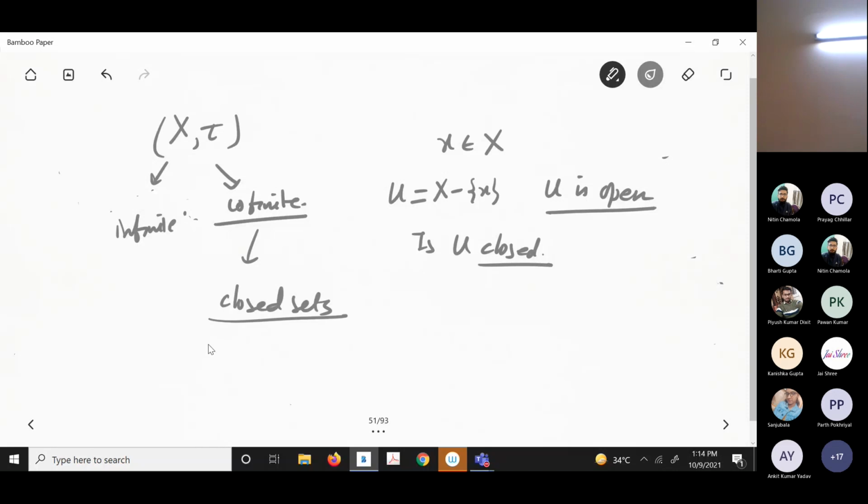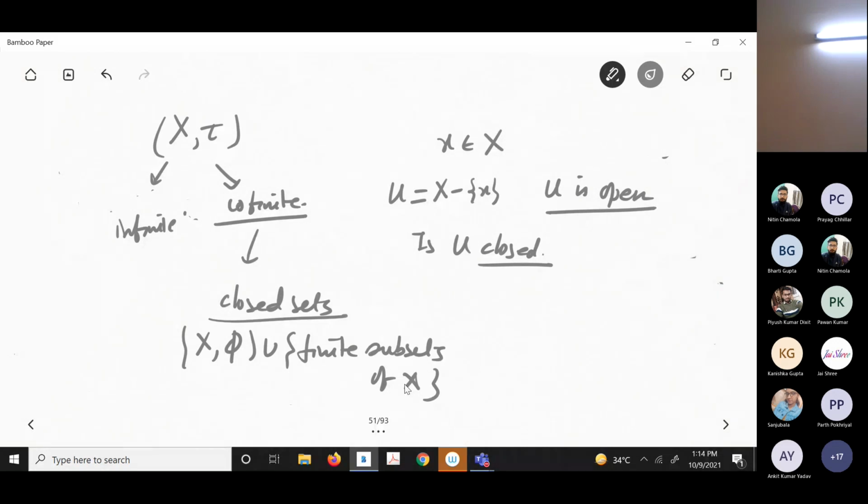The closed sets are what? X, phi, and finite subsets of X. Got it? I'm just working out these examples to give you a feeling of the topology, general topology.